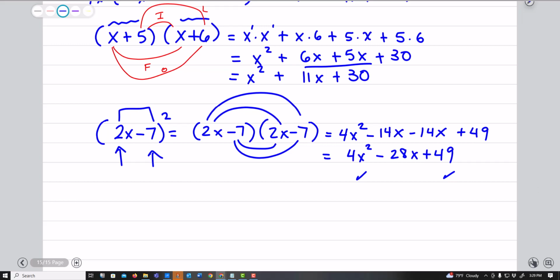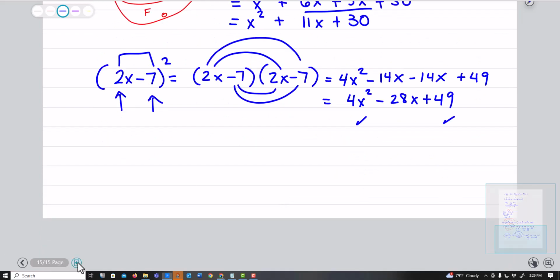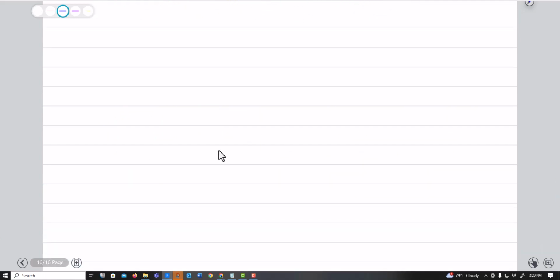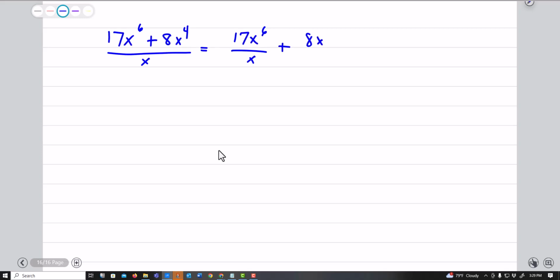And I believe there's some, let me get a new slide here, some division. So I have 17x to the 6th plus 8x to the 4th over x. You have to be careful because this is really doing this. You can separate these like that. And what I mean by being careful is students sometimes will say only cancel this with one of those, but you have to be sure you're doing it with both.